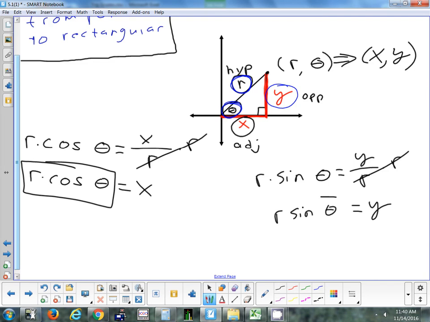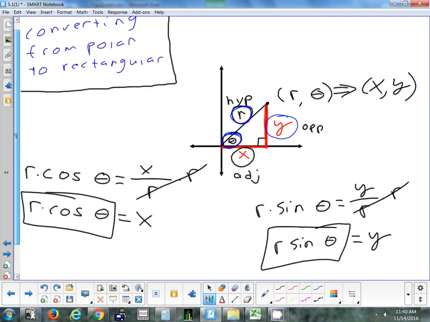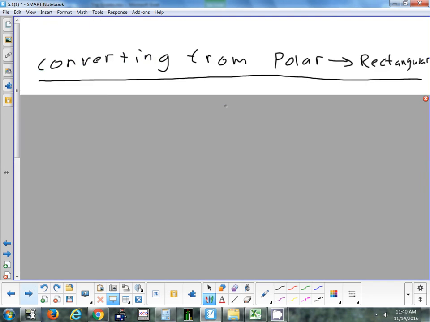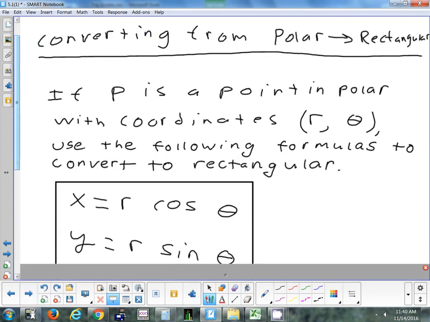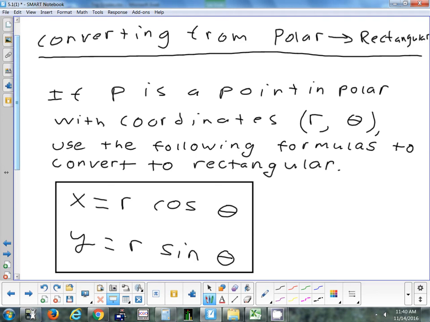So these are the two formulas you need if you want to convert something from polar to rectangular. All based on a triangle. You don't need to draw the triangle each time. All you need is the two formulas. Okay, the same formulas we just had on the other page. So if you've got a point in polar that has a radius and an angle, use these formulas to convert to rectangular. In other words, x, y's.